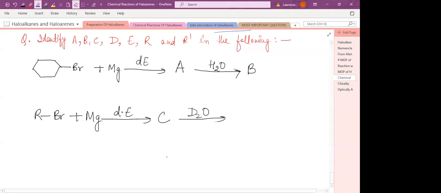Just like water, when water dissociates, it will give you H plus ion and OH minus ion. So this D2O, when it dissociates, will give you D plus and OD minus. Okay, just remember that. So C, when you do hydrolysis, you will get CH3, CH, CH3, and here D is attached. The next is CH3.